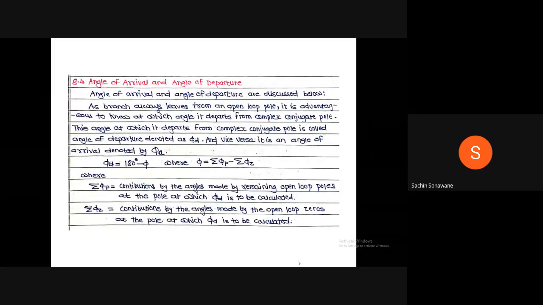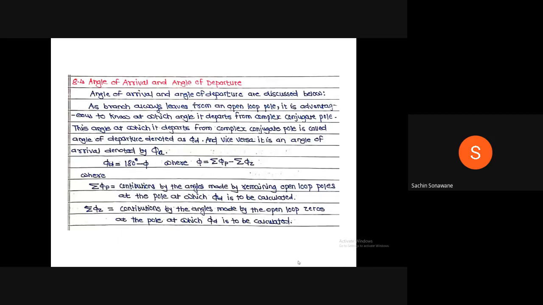Angle of arrival and angle of departure. Angle of arrival and angle of departure are discussed below. As a branch always leaves from an open loop pole, it is advantageous to know at which angle it departs from a complex conjugate pole. This angle at which it departs from the complex conjugate pole is called the angle of departure, denoted as phi d, and vice versa, it is the angle of arrival denoted by phi a.